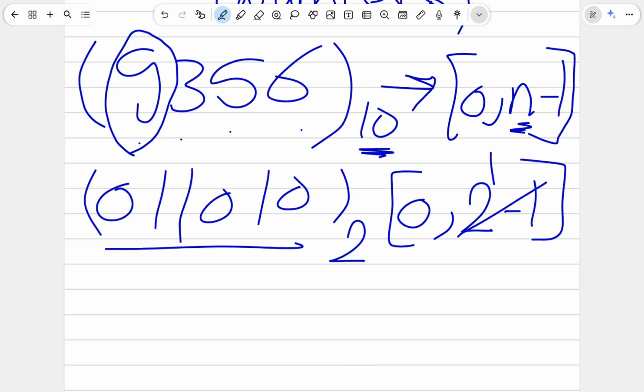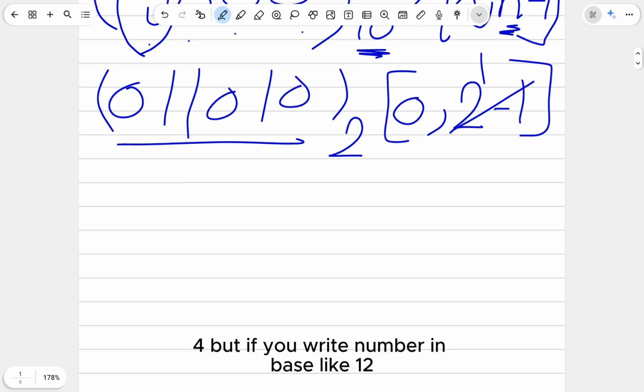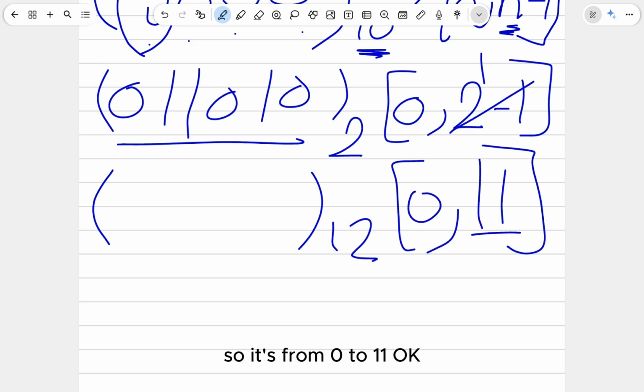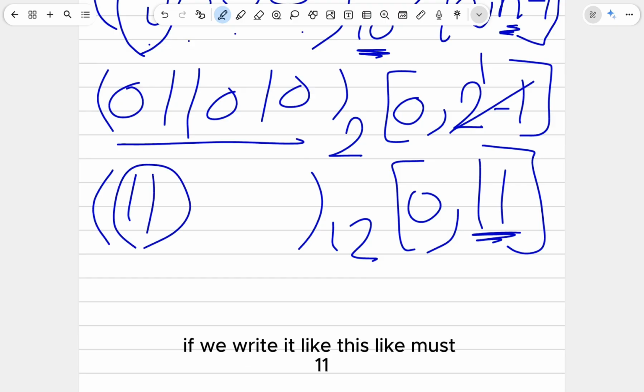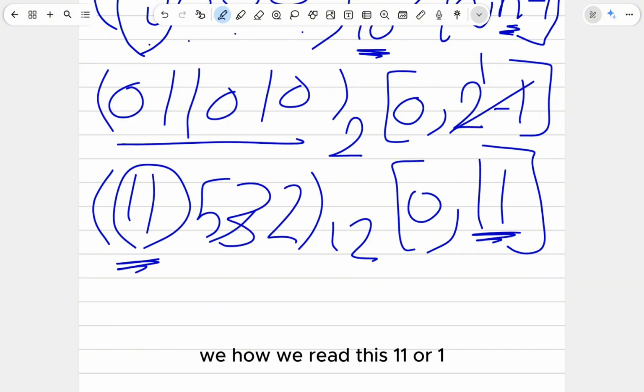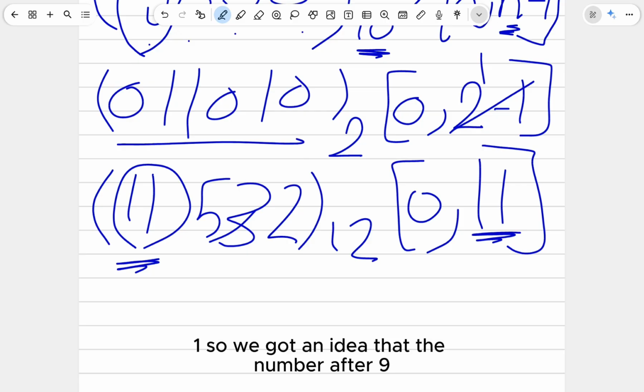Okay. There are a lot of numbering systems, any base you want: base 16, 5, 4. But if you write a number in a base like 12, it's from 0 to 11. How do we write 11? If we write it like this, like 11, 5, 3, 2, how will we read this, 11 or 1 1?